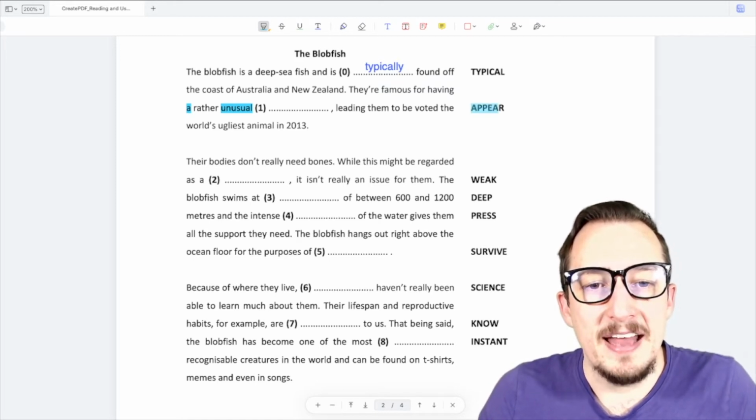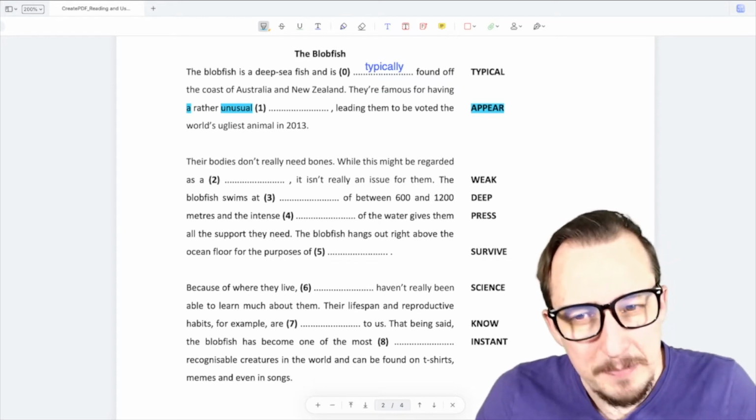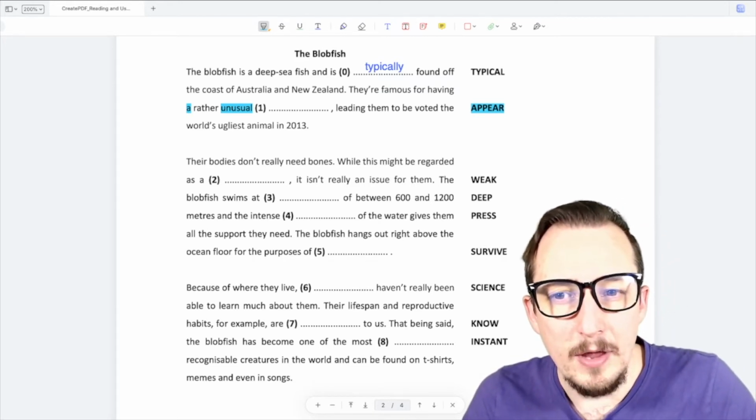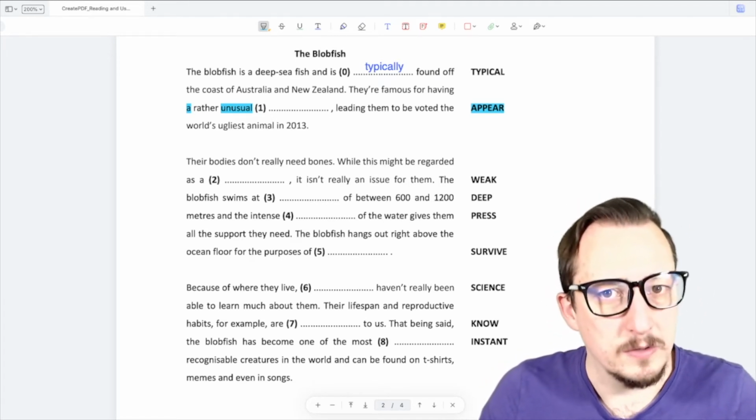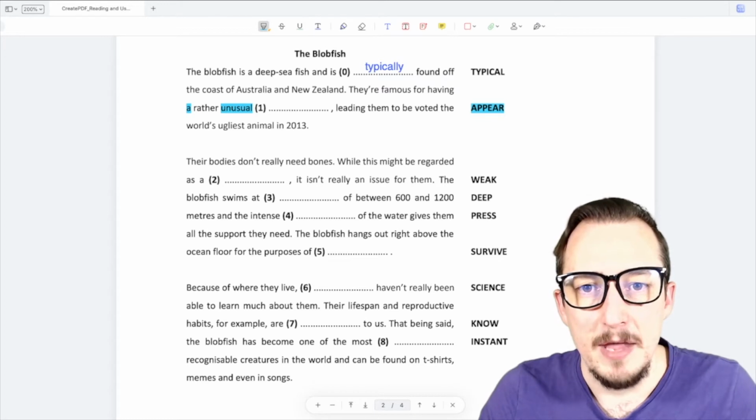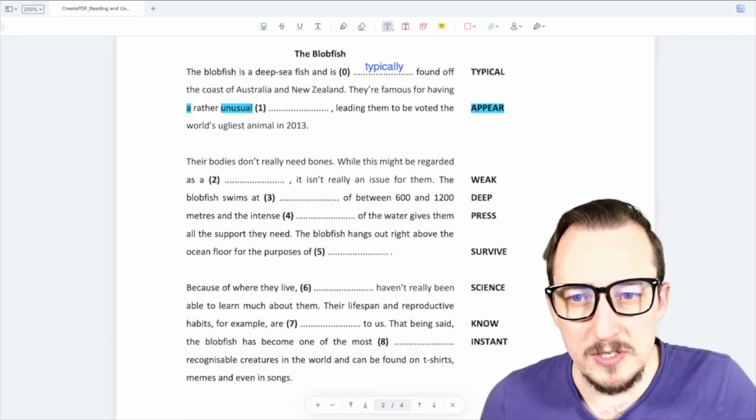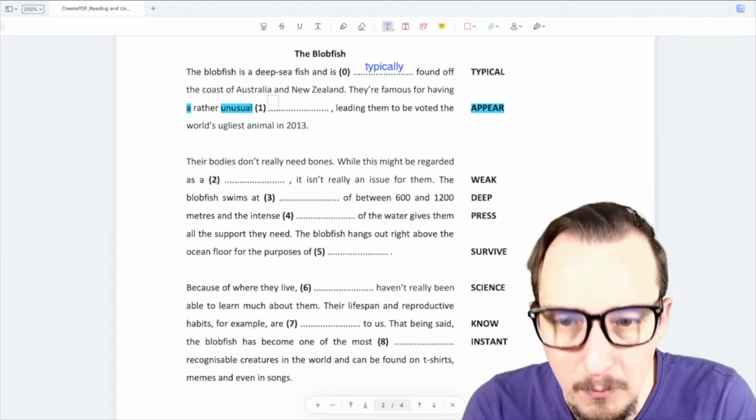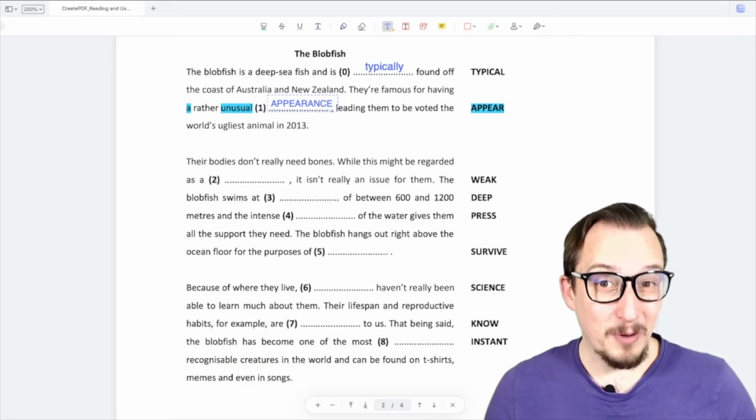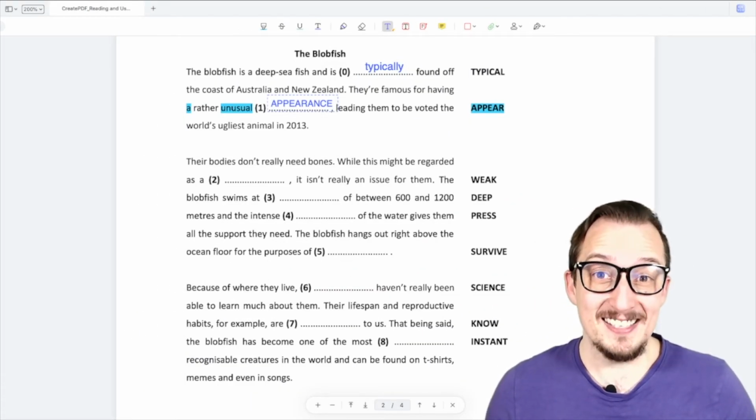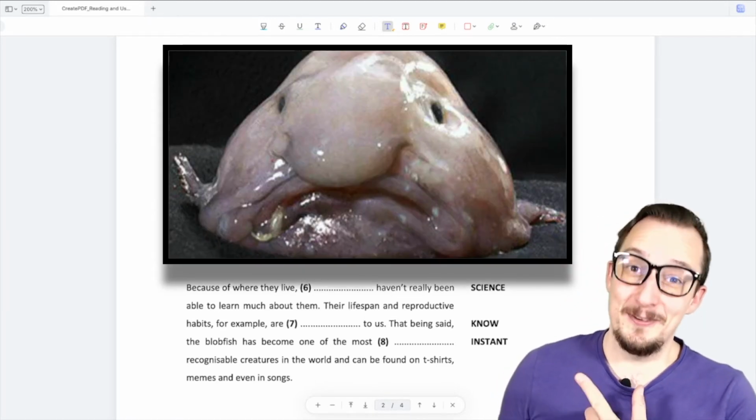So it's going to be the noun form. And our stem word then is appear. So let's think about the context then. Well, it seems to be talking about what the blobfish looks like because it talks about them being voted the world's ugliest animal in 2013. So the noun form of the word appear that talks about what something looks like. So the correct answer for gap 1 is the word appearance. Now, calling the blobfish the world's ugliest animal is, in my opinion, a little bit unfair, but I'll let you decide for yourself.